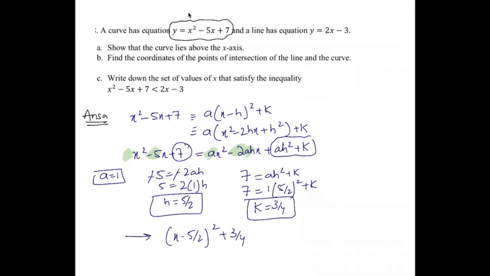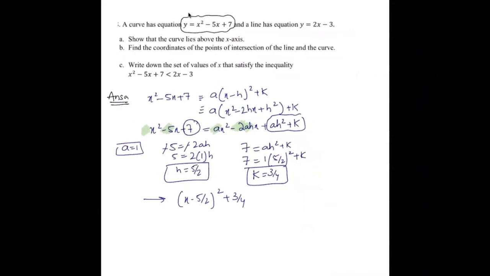Now, how do I show whether the graph lies above the x-axis? The entire graph is going to lie above the x-axis if the turning point is also above the x-axis. This is the equation of a minimum curve, so the turning point is going to be the minimum point. And what are the coordinates of the minimum point, Zohaib? Sir, minus 5 upon 2 and 3 upon 4. No, positive 5 upon 2 and 3 upon 4. So positive 5 upon 2 and 3 upon 4 is above the x-axis, right?